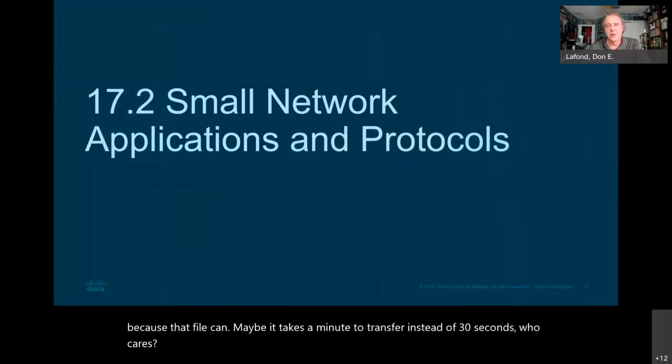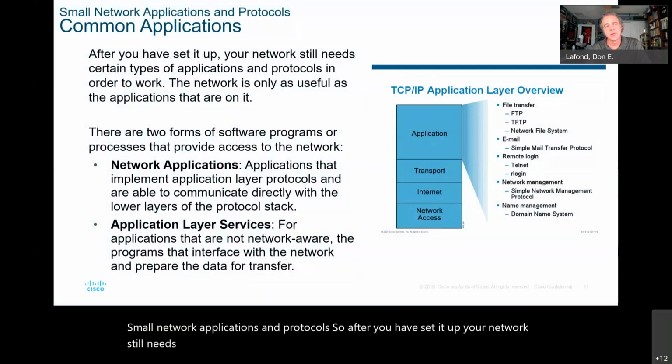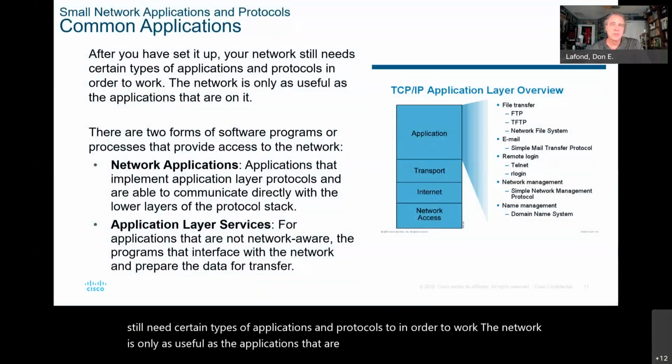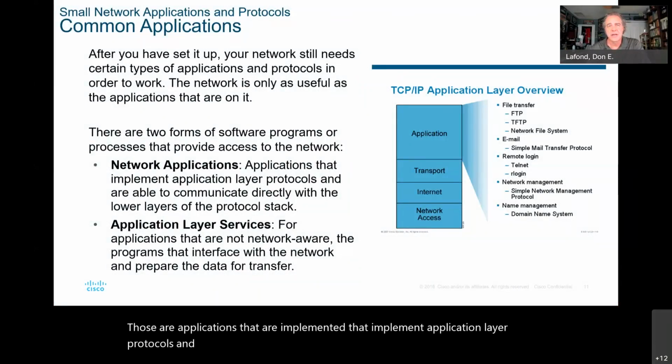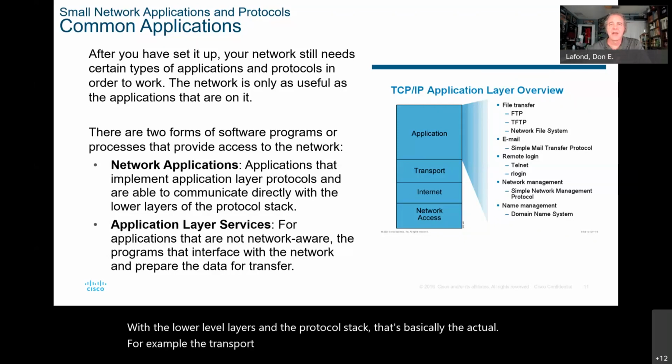Small network applications and protocols. So after you have set it up, your network still needs certain types of applications and protocols in order to work. The network is only as useful as the applications that are on it. There are 2 forms of software programs or processes that provide access to the network. Network applications are applications that implement application layer protocols and are able to communicate directly with the lower layers of the protocol stack. That's basically, for example, the transport layer. That layer interacts between the application layer and the lower layers, preparing the data to transfer it out on the network.